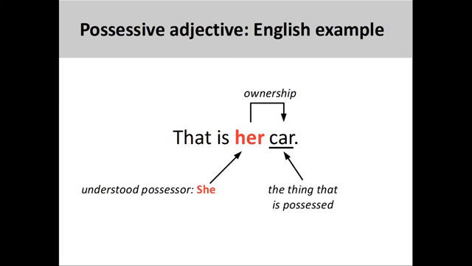In this sentence, her comes before car, indicating ownership of the vehicle. The adjective her suggests that the person possessing the car is a woman. You may want to review that presentation before continuing with this one.